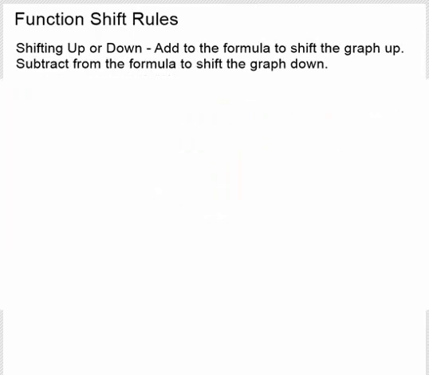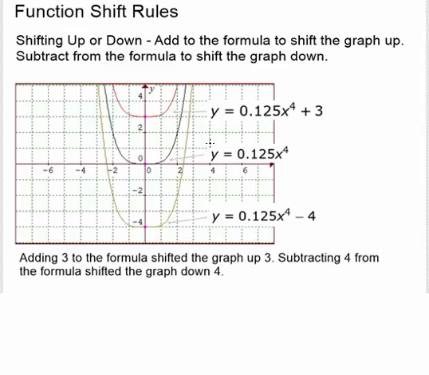There is also a rule for shifting the graph of a function up or down. To shift a graph up, you just add to the formula. To shift a graph down, you subtract from the formula. And here's an example. I have the graph of y equal 0.125 x to the fourth in the middle here. And it looks like a parabola, it's just flattened out a bit.